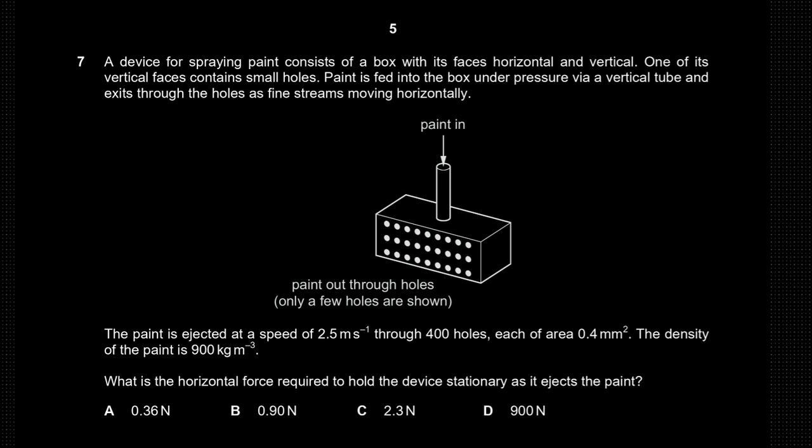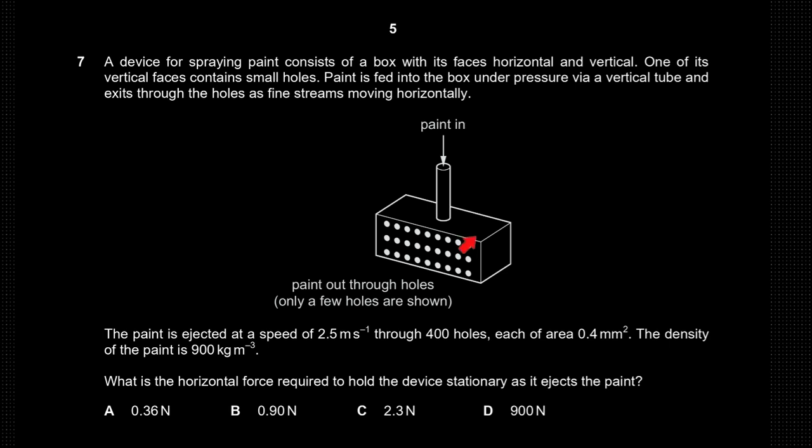Alright, question number 7. A device for spraying paint consists of a box with its faces horizontal and vertical. One of its vertical faces contains small holes. Paint is fed into a box under pressure via a vertical tube and exits through the holes as fine streams moving horizontally. The paint is ejected at a speed of 2.5 meters per second through 400 holes, each of area 0.4 mm square. Density of paint is given. What is the horizontal force required to hold the device stationary as it ejects the paint?